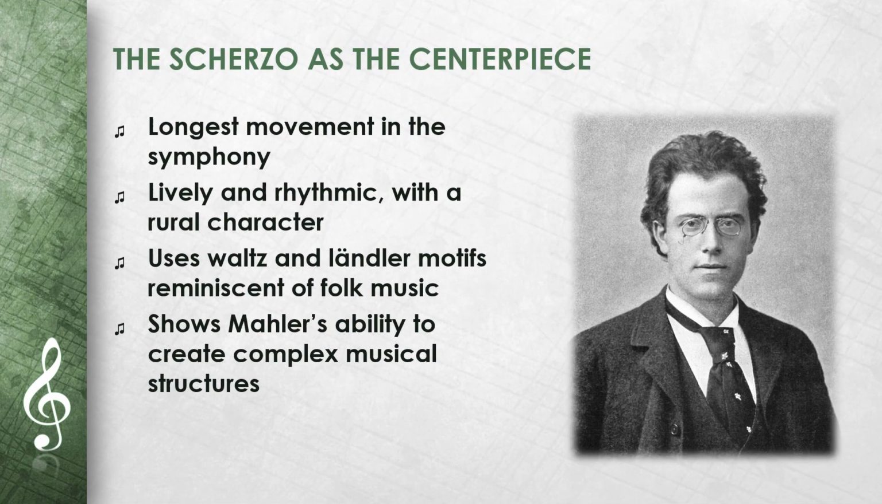The third movement, Scherzo, is the longest movement in the symphony. It is the centerpiece of the work and the pivotal point. The movement is lively and rhythmic, with a rural character. Mahler uses waltz and Landler motifs that are reminiscent of the folk music of his homeland. The movement shows Mahler's ability to create complex musical structures that are nevertheless catchy and entertaining.